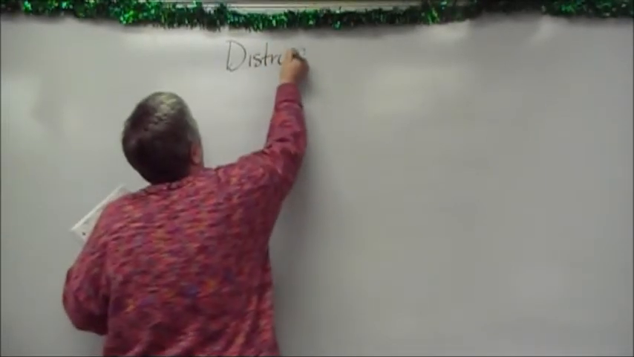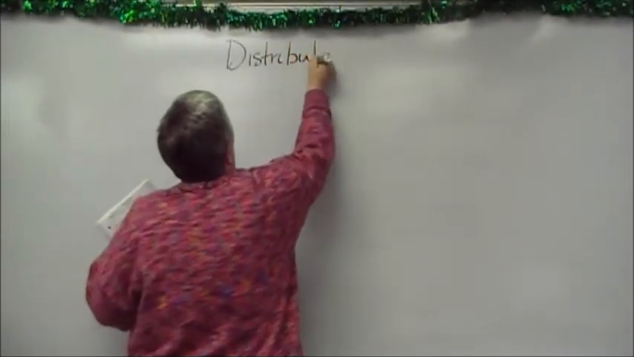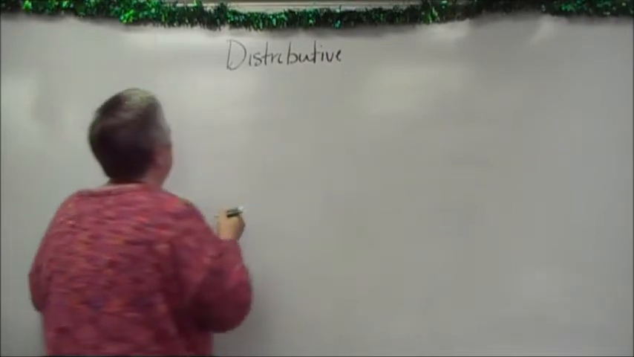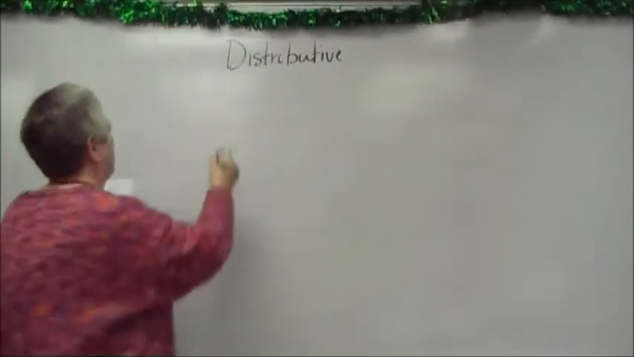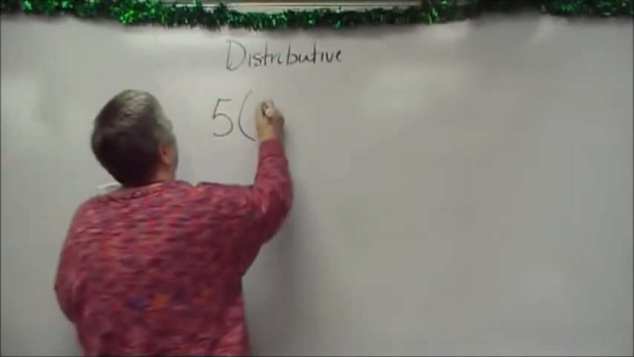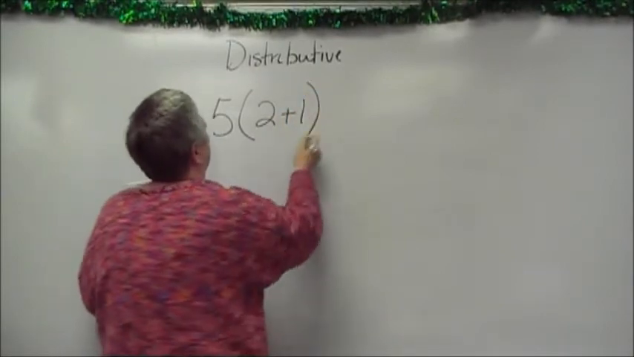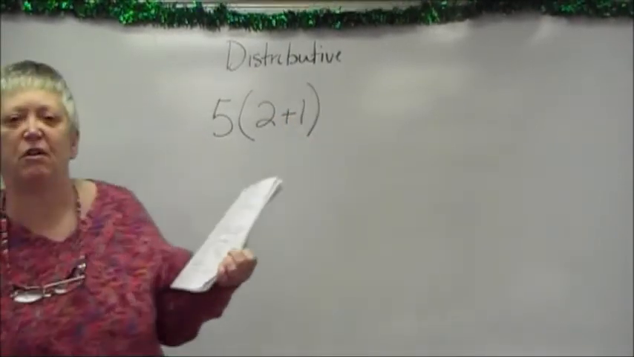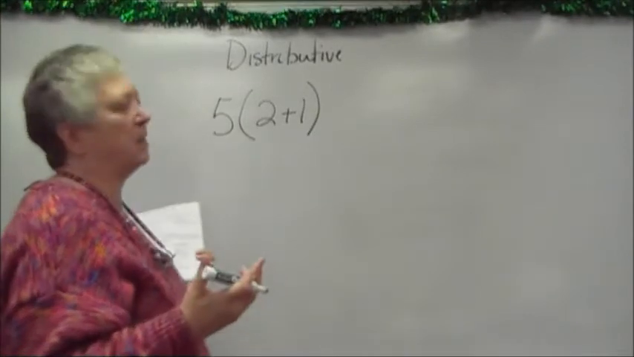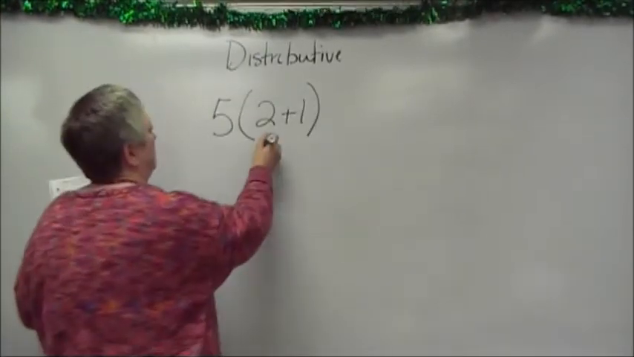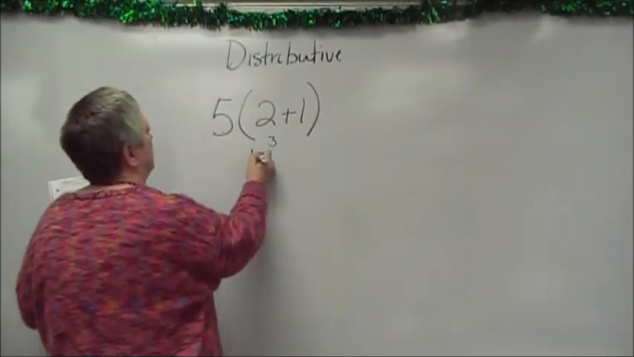Okay, on lesson 15. Lesson 15 is on the distributive property. What that means is if you've got a number outside and we have 2 plus 1 inside, order of operations means that you could go and put 2 plus 1, and that would be 3. 5 times 3 is 15.